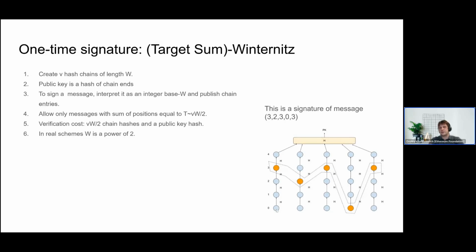The secret key here is our chain beginnings, but of course they can be generated from a PRNG. This is a very important concept, actually, this one-time signature. So if you have questions, I think it's time to ask. I can wait a few seconds if you type something.